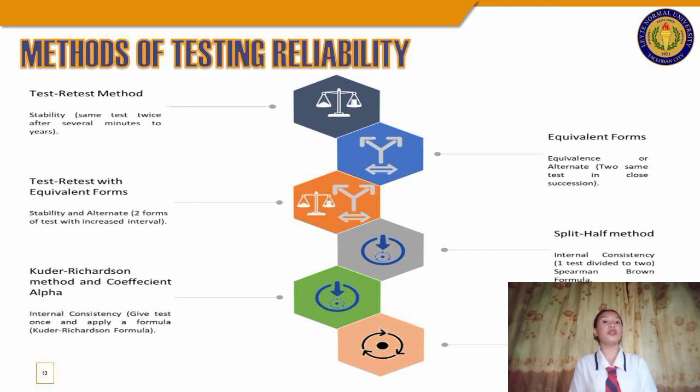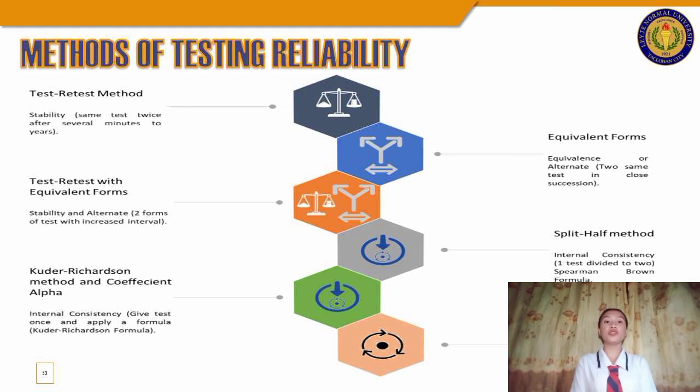Now let's move to the Kuder-Richardson method and coefficient alpha. The Kuder-Richardson method and coefficient alpha are used for assessing internal consistency. Internal consistency focuses on the coherence of items within a single test. This method involves giving the test once and applying a formula to measure how consistently items on the test are measuring the same construct.